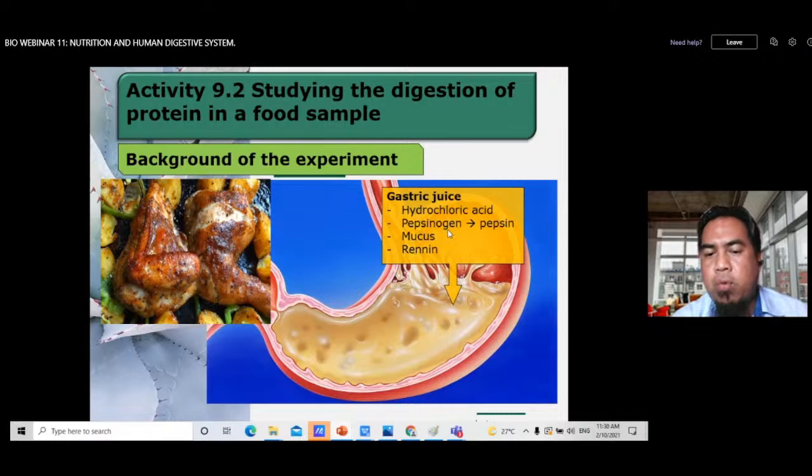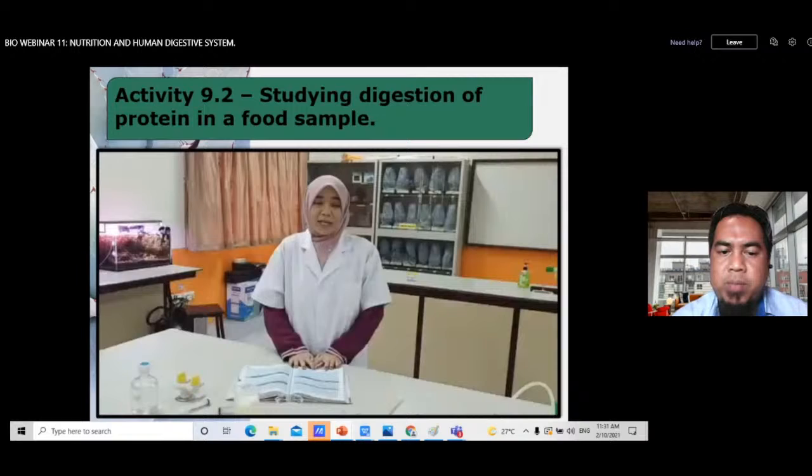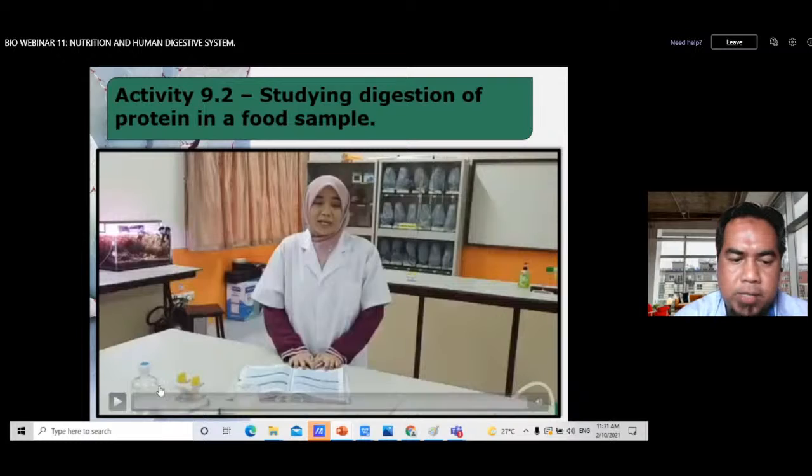Mucus that is secreted in the wall of the stomach protects your stomach from corrosion because of hydrochloric acid, and renin coagulates milk. So today I'm just focusing on the digestion of protein by the enzyme pepsin, which will produce polypeptide. So we prove it with this experiment. Only after we know the background of the experiment do we carry it out. Okay, so let's watch this video.